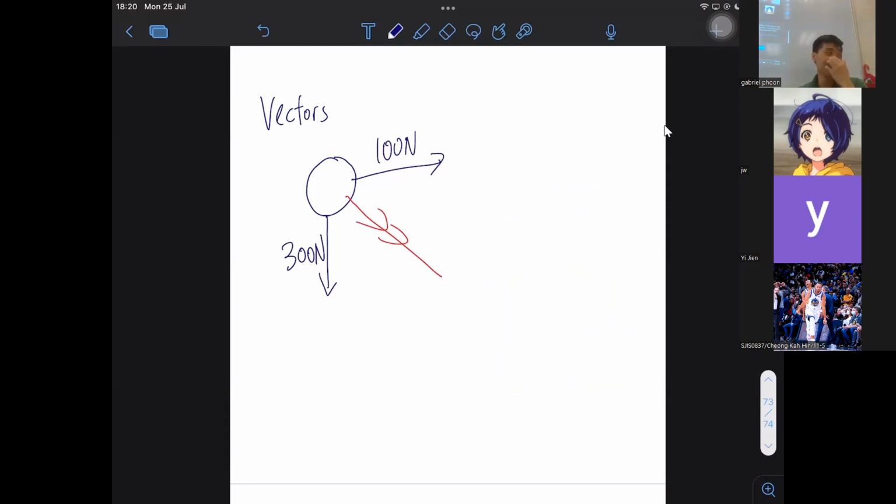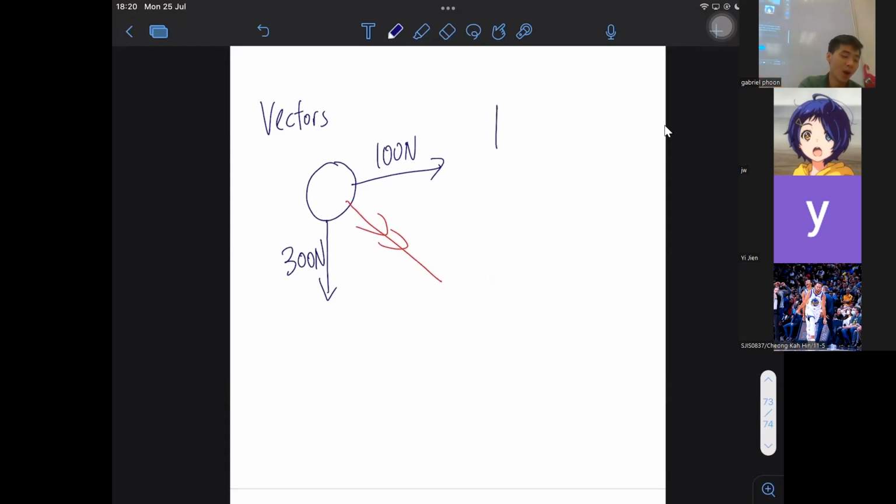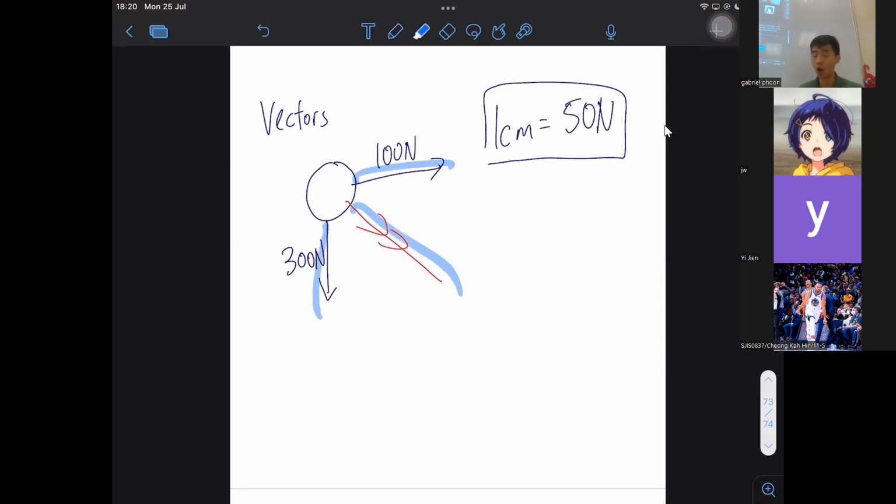So from here, let's make it simple right now. Let's just say that 1 cm is equivalent to, I don't know, 50 newtons. This will be my scale. Once I identify this scale, I'm supposed to make these three forces into a triangle, guys. Looking at this right now, it's definitely not a triangle, right? What should I do to make it into a triangle?